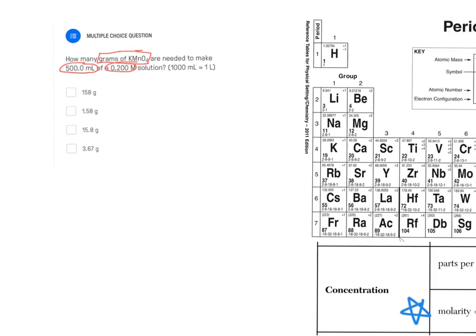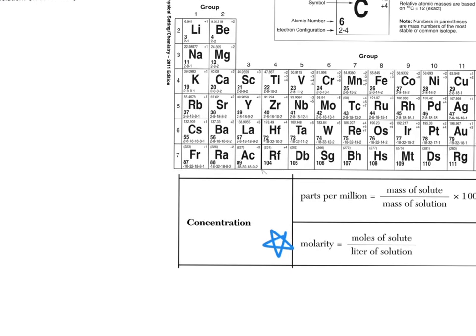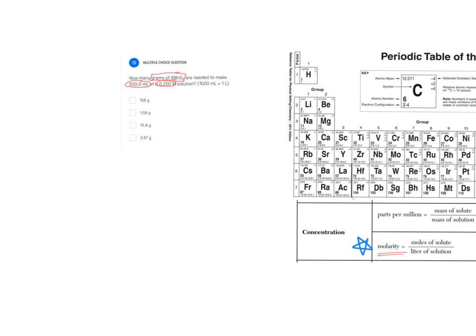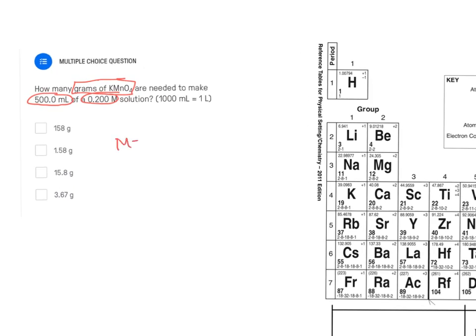So again, looking at your reference table, last page, to calculate the molarity, the concentration is given as moles per liter. So I'm just going to write that here. M is equal to moles over liter. All right, so let's plug in the information that we know here. 0.2 M, capital M, is equal to moles over, and what's given to us here is in milliliters, which we have to convert to liters.